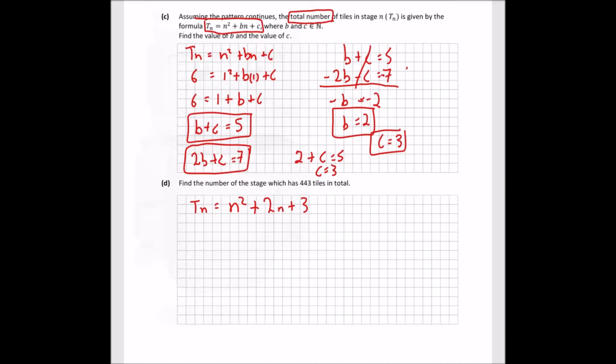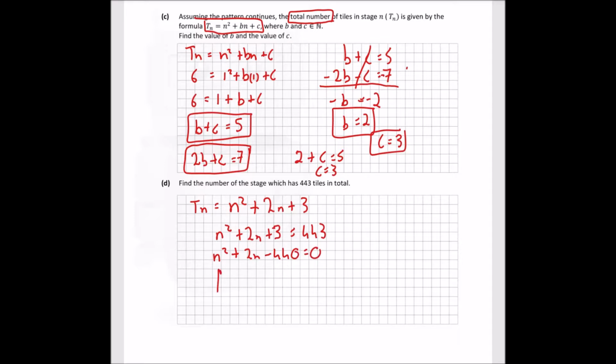And that's what I have to try to find. So we have n squared plus 2n plus 3 equals 443. So what number do I put in here? Right, I'm just going to tidy this up a little bit first. So we have n squared plus 2n plus 3, and then bring the 443 across, and we get minus 440 equals 0.